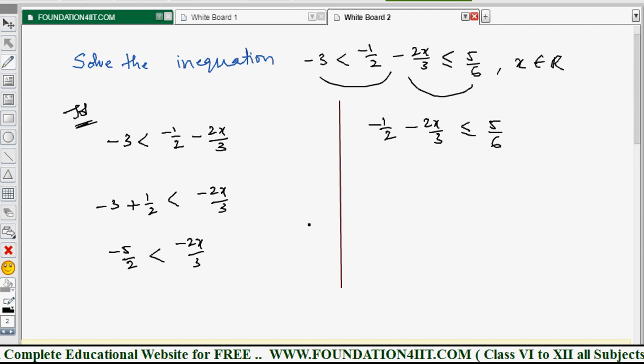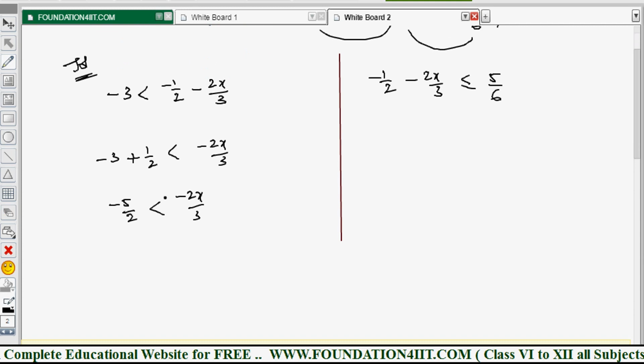And if you change the sign on both sides, inverse the number. This less than becomes greater than. So 5 by 2, this is both minus, which means with minus 1 you should multiply both sides. Then 5 by 2 is greater than 2x by 3. Whenever you change the sign on both sides, that means this inequality sign should be reversed. So inverse the inequation. Change to the opposite, meaning less than becomes greater than.